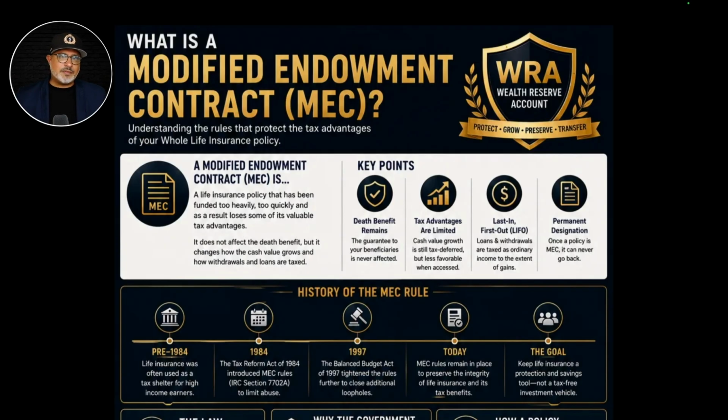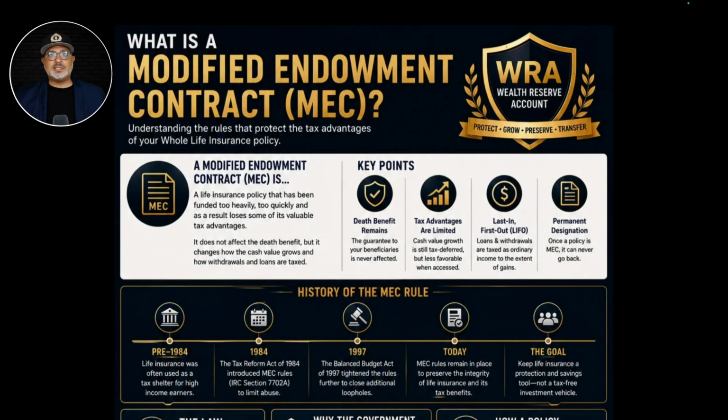So when you're designing a life insurance policy for a client, you have to make sure that that design is not a MEC, and you also have to make sure that not only is it not going to MEC immediately, but there's not going to be a MEC incident in the future.